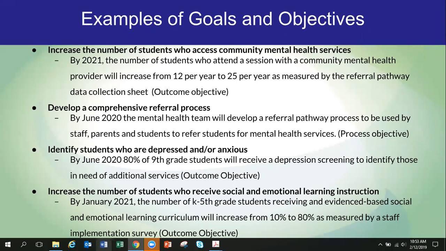But with a 2-year grant, we know that a good number of your objectives will probably be process objectives, and here's what that might look like. Your goal is to develop a comprehensive referral process. An objective: by June 2020, the mental health team will develop a referral pathway process to be used by staff, parents, and students to refer students for mental health services. It's a process objective because you'll know it's completed when you have that referral pathway completed. Identify students who are depressed and/or anxious. By 2020, 80% of 9th grade students will receive a depression screening to identify those in need of additional services. That is an outcome.